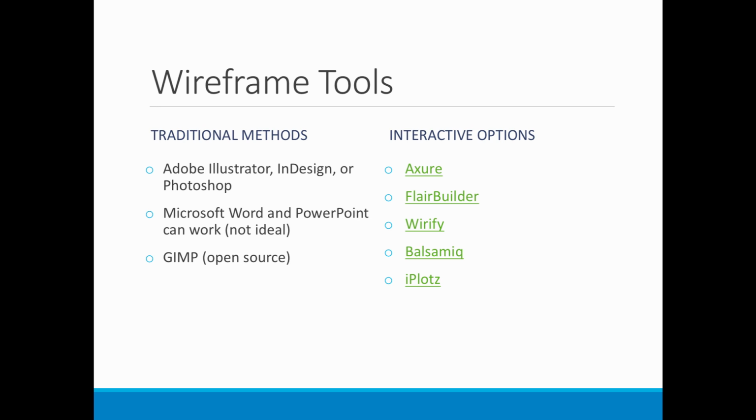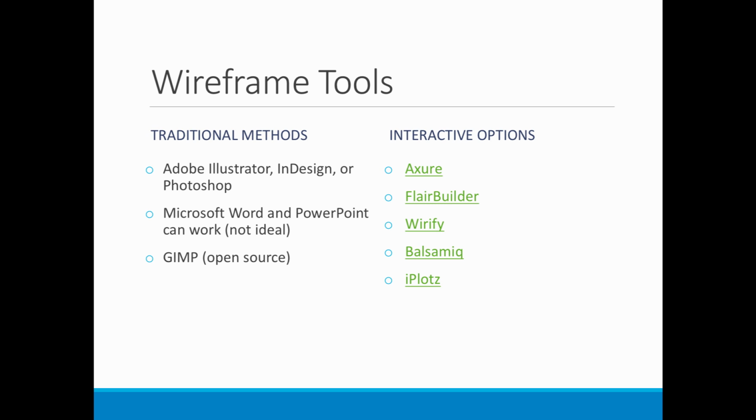Here are some examples of some tools that you are free to use. I personally like to do mine using Adobe Illustrator. InDesign is another good option. Photoshop would be better than InDesign, so Illustrator and Photoshop are probably the two best choices. Then we can go into Microsoft Word and PowerPoint. They can work. They are not ideal, but I know not everybody is as astute at using Illustrator, InDesign, or Photoshop. And then GIMP is another application. It's open source and it's free. It's sort of like Photoshop. It has some of those capabilities, so it's another method that you can use.